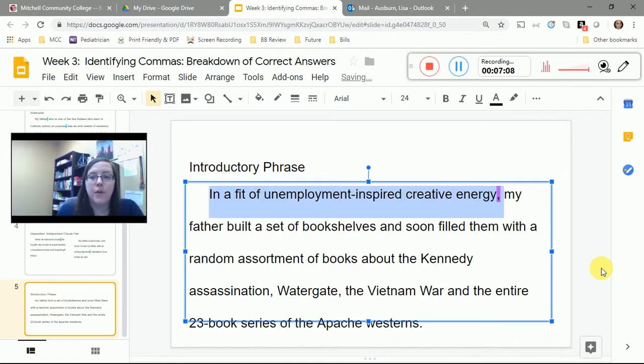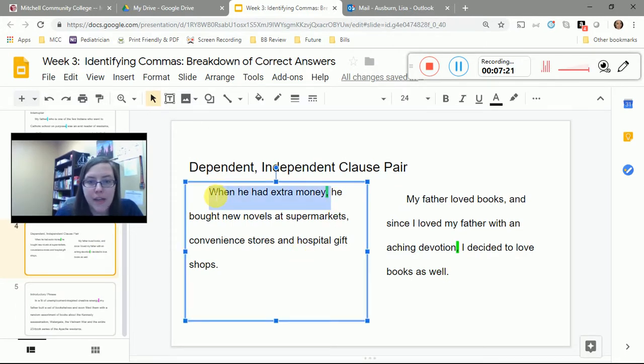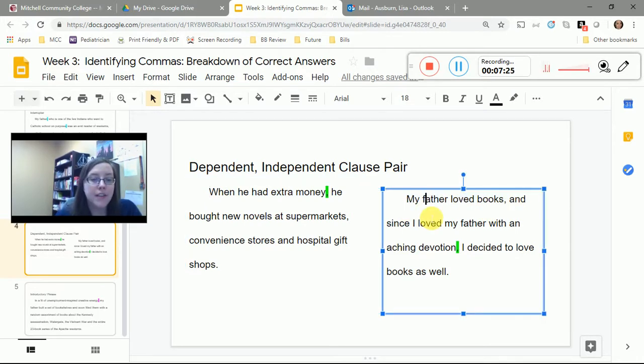Okay, so the other thing I want to look at, if we're talking about introductory phrases, is a lot of people identified this as an introductory phrase: when he had extra money, or something like, my father loved books. I understand why, because it's a short grouping of words followed by a comma, and that's a great way to say, I might have an introductory phrase here, but a phrase is not going to have a subject and a verb.